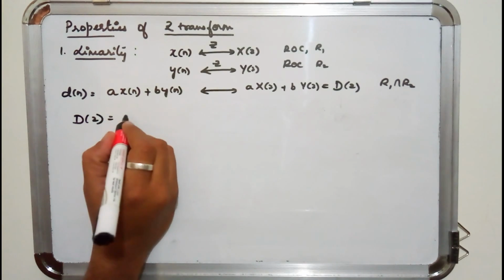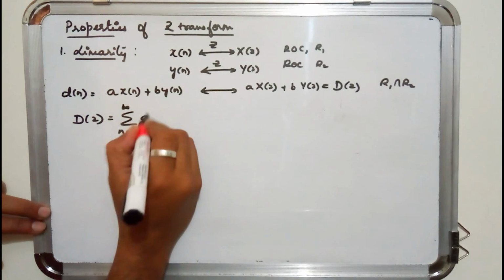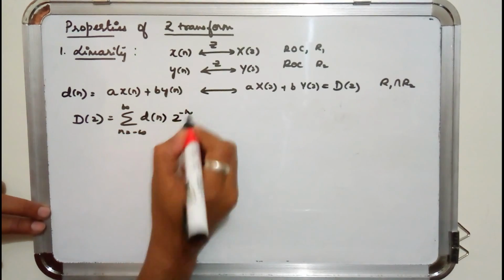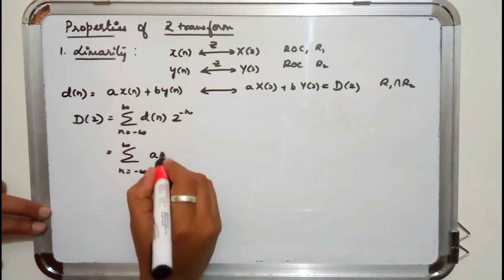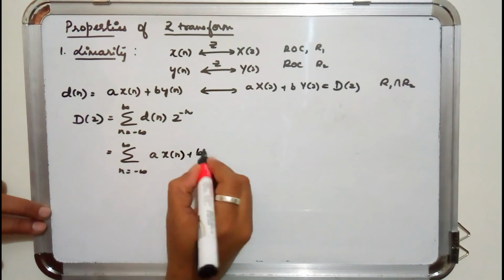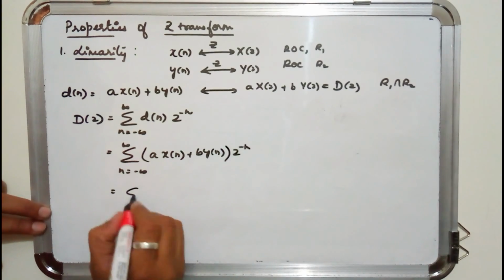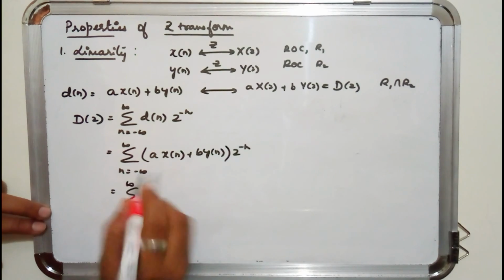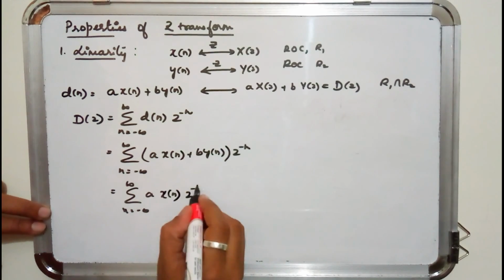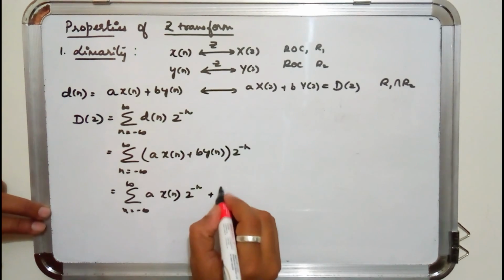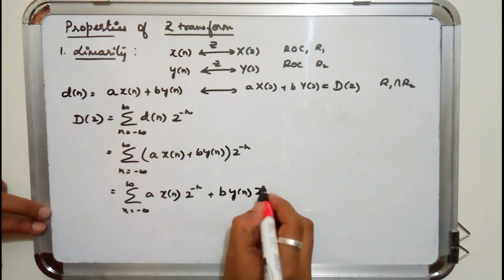It is from the definition of Z transform: summation n equals minus infinity to infinity d of n z power minus n. So summation n equals minus infinity to infinity, where d of n is a x of n plus b y of n, into z power minus n. I can split this up into a into x of n z power minus n plus b into y of n z power minus n.